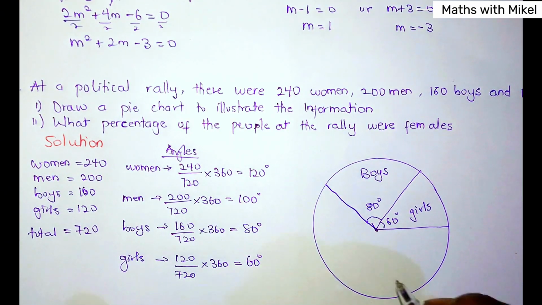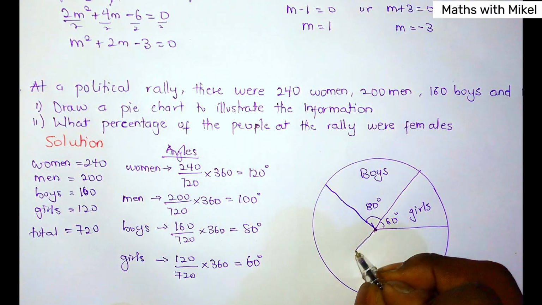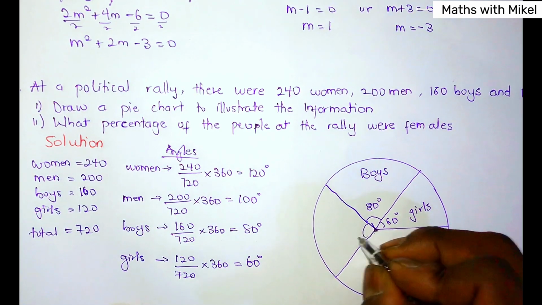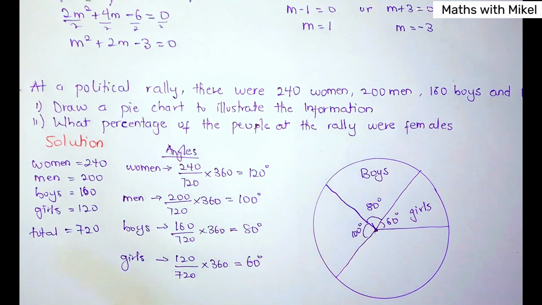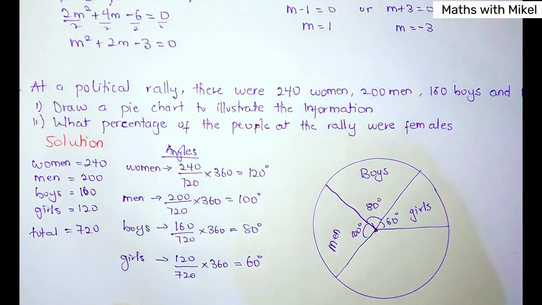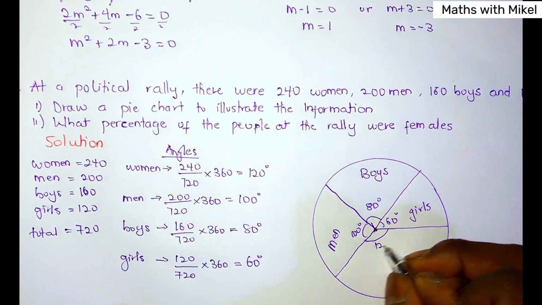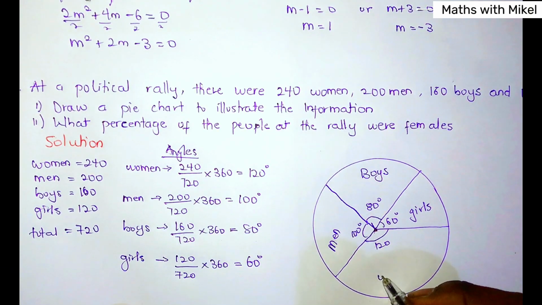The next one is 100. So I get this whole side to be 100 degrees. And that is for men. Meaning this whole side here is going to be 120, and that's women.